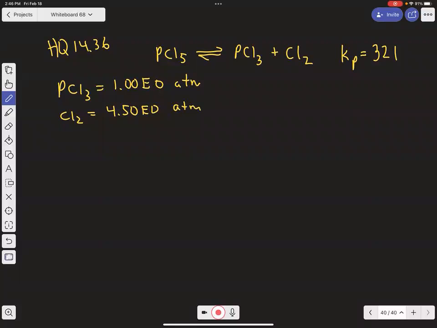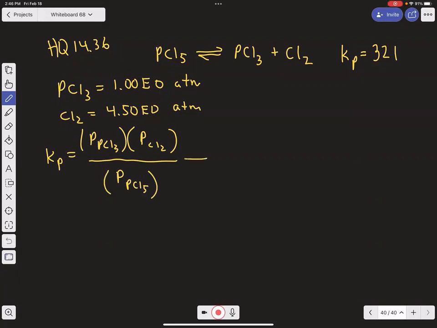So we don't even have to really set up an ice table, right? We can just set up the expression. Kp is going to equal the partial pressure of phosphorus trichloride times the partial pressure of chlorine all over the partial pressure of phosphorus pentachloride. And right, we know Kp. Kp is 321. It's unitless. We know the partial pressure of phosphorus trichloride was 1. And we know the partial pressure of chlorine was 4.5.